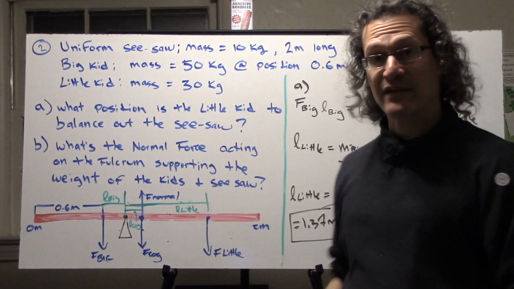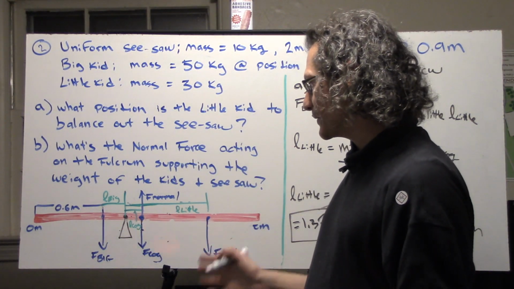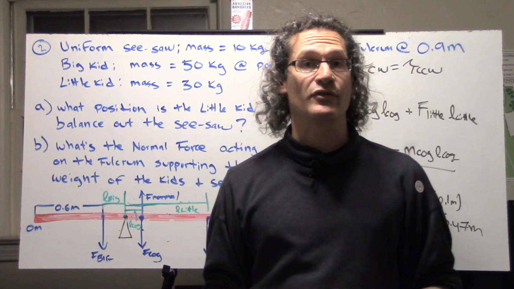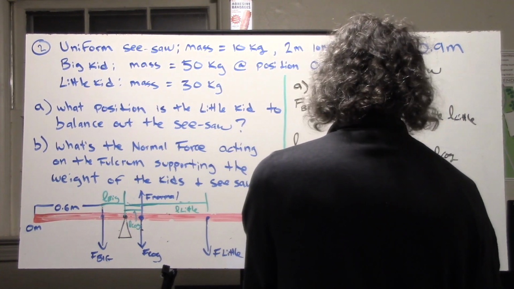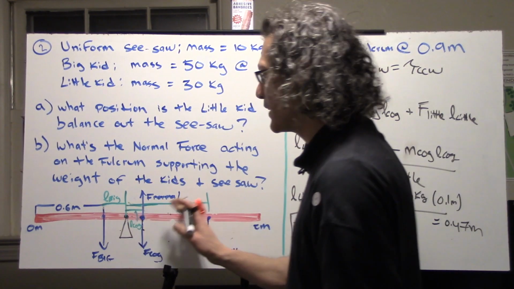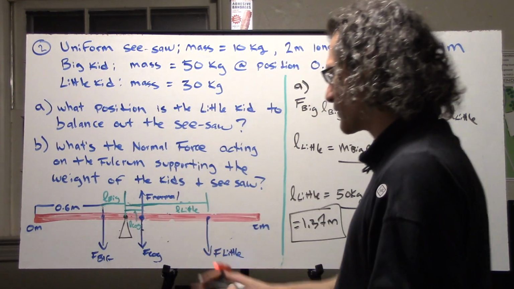So adding these masses, multiplying by 9.8, the acceleration due to gravity, gives us 882 newtons, just like before. So part B is no different. All we did was shift this location, but it doesn't change the mass of any of these objects, so therefore the normal force is the same.